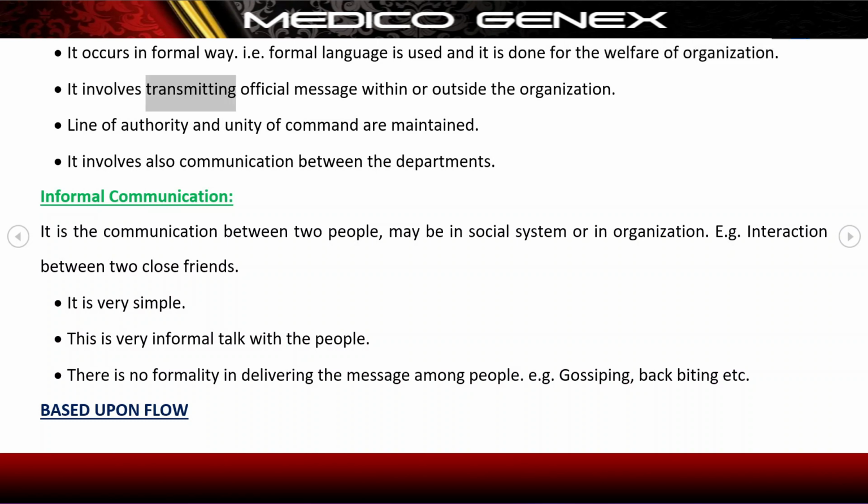It involves transmitting official messages within or outside the organization. Line of authority and unity of command are maintained. It also involves communication between the departments.